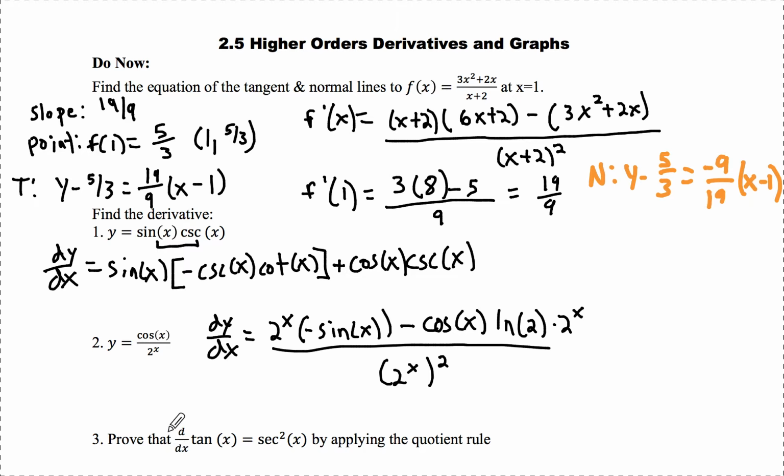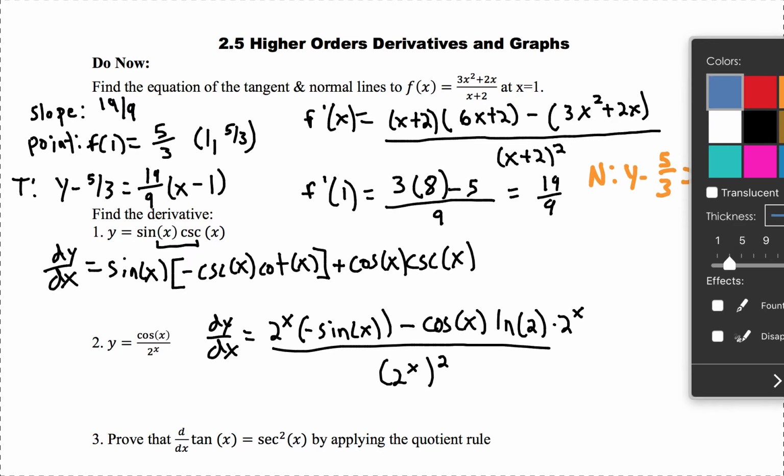Now in number 3, we want to prove that the derivative of tangent of x is secant squared of x by applying the quotient rule. I'll do this in different colors so we don't accidentally get confused. Let's change that to blue maybe.